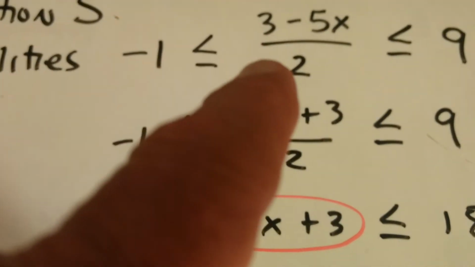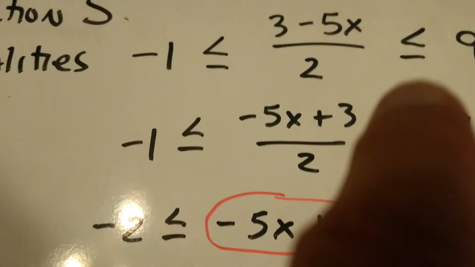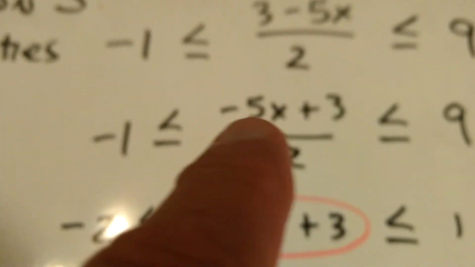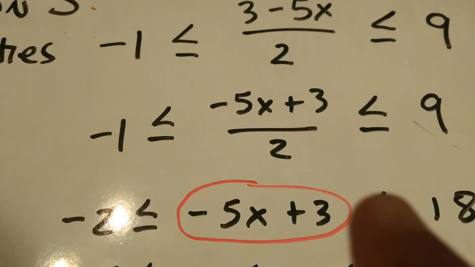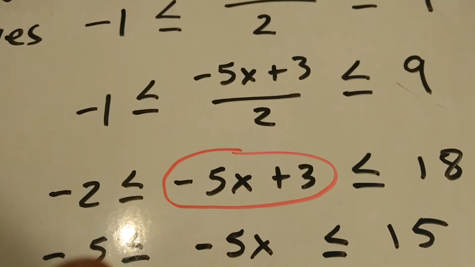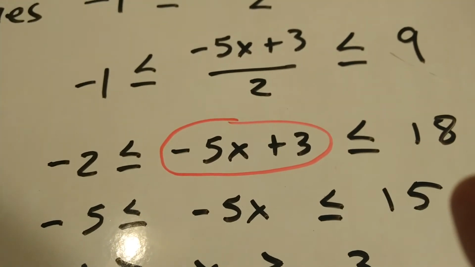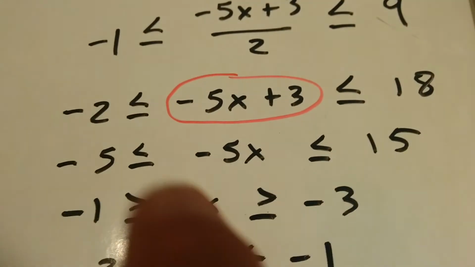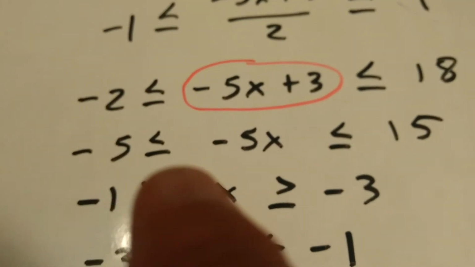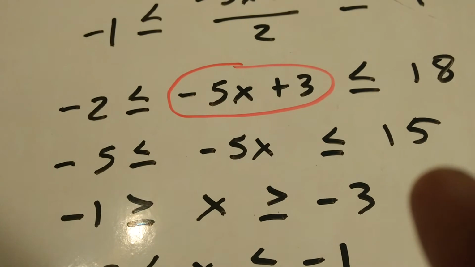First thing I do here is I switch these around just like I did in example 7. Instead of writing it as 3 minus 5x, I write it as negative 5x plus 3 over 2. And I multiply both sides by 2. Get negative 2 less than or equal to negative 5x plus 3 less than or equal to 8. Notice I'm in two-step form. Subtract 3 from both sides. I get negative 5 less than or equal to negative 5x less than or equal to 15.